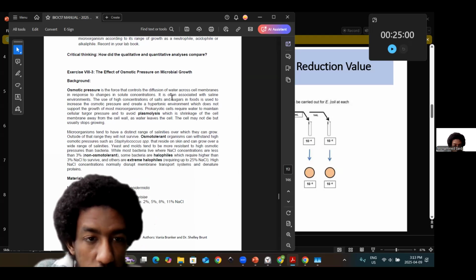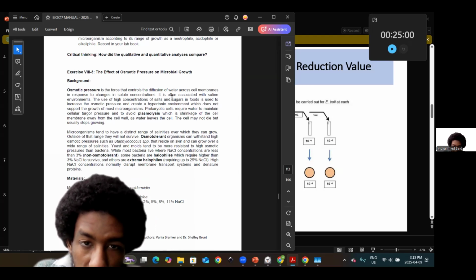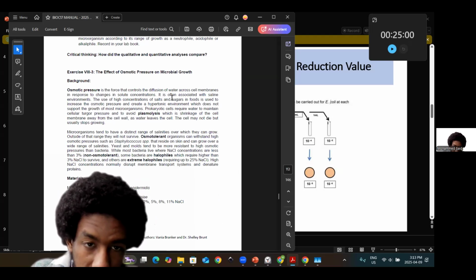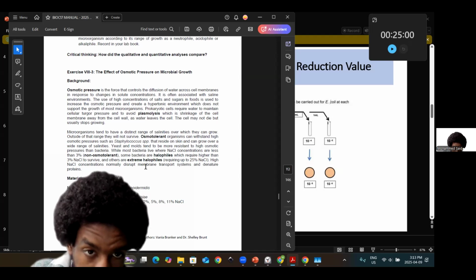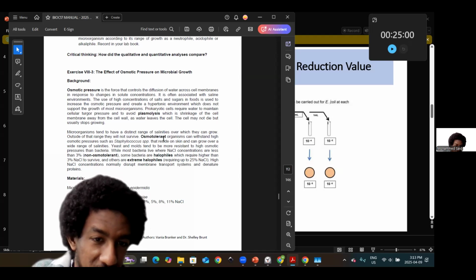Yes, and you also have extremities. So you have extreme halophiles. Halophiles that essentially grow at very high NaCl or salinities, and they're still able to grow, which is quite unique, and they're very osmotolerant indeed.